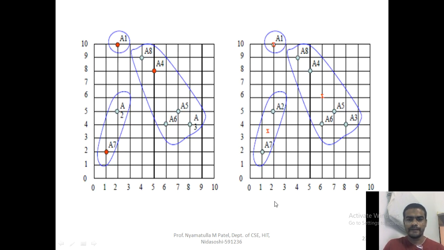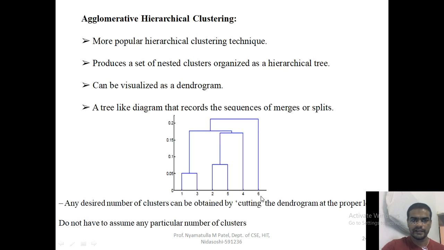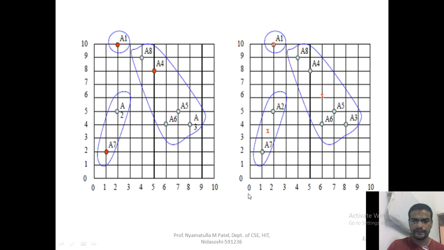Okay, so this is enough for this video lecture. So that is the end of the K-means clustering algorithm. In the next video lecture, we will go with the agglomerative hierarchical clustering.